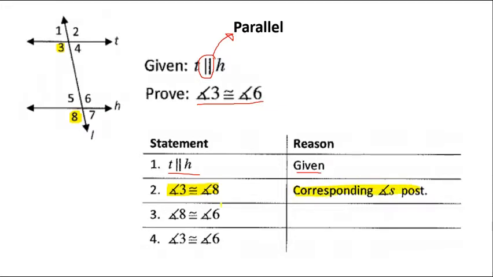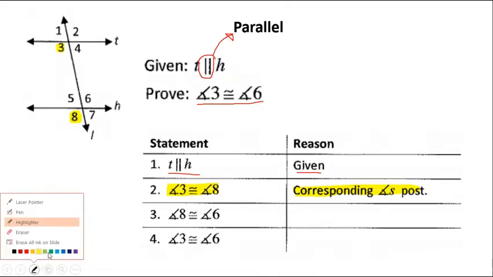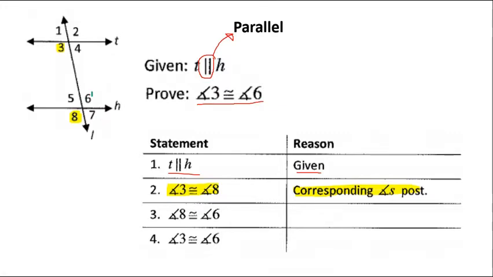All right, so next statement they put here, they say angle 8 is congruent to angle 6. So if you look where angle 8 and 6 are, they're across from each other like this, which means that they're vertical angles. And again, vertical angles are congruent to each other. So the reason we would say is the vertical angles theorem.